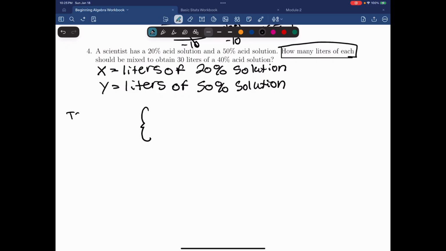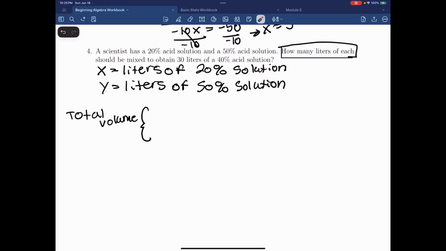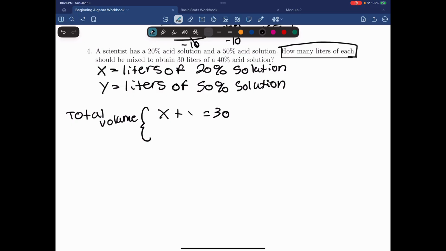So for our first equation, I'm going to set up an equation that represents the total volume. We know that we need a total volume of 30 liters, so I'm going to set it equal to 30. And we know that x, our 20% solution, and y, our 50% solution, must add up all together to equal 30 liters. So my first equation is x plus y equals 30. And then for my second equation, I'm going to set it up so it represents the amount of acid content.